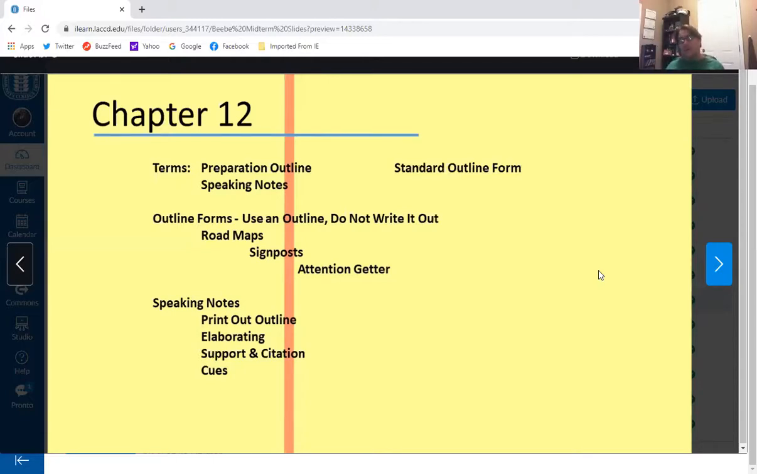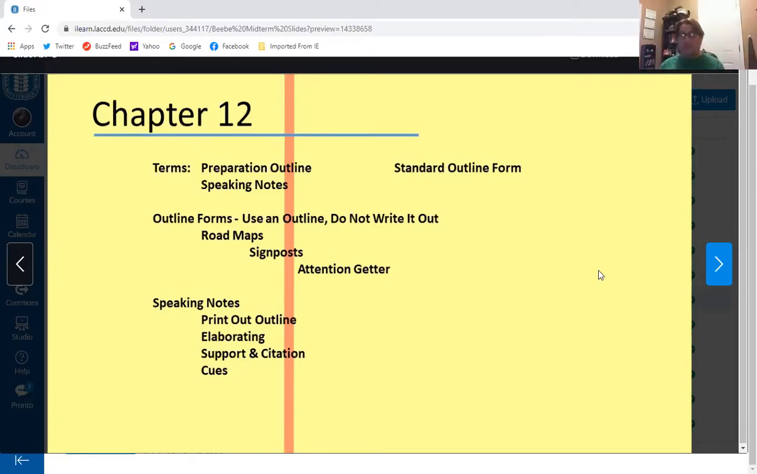There's speaking notes, things I'm telling you to write down for your speeches. Of course, I've said this in class already. Print out your outline, write it out, learn how to elaborate, be able to think of additional things if you need to add more for your time.